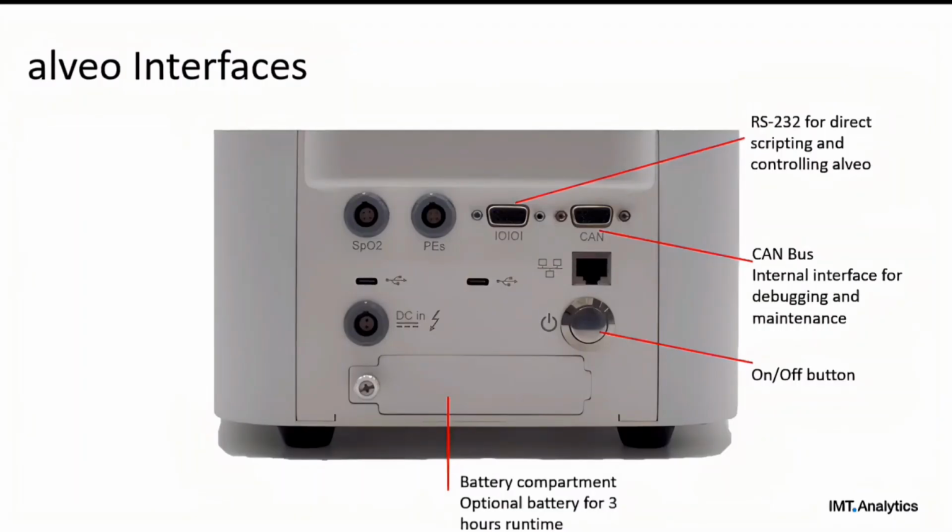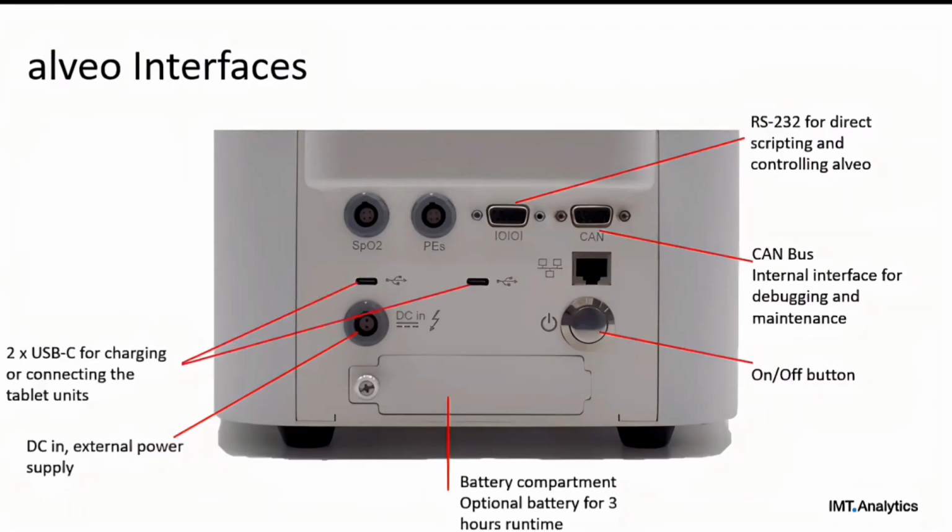This might be very interesting for automated testing or when you want to use more than one alveo at the same time, so they can be connected together. Here's the battery compartment. Here is the power connector for the power supply. And then we have two USB connectors for the control units for the two tablets you can use with alveo. They are for charging. And when you don't want to use the whole system wireless, you can also use them when you have a wired connection.